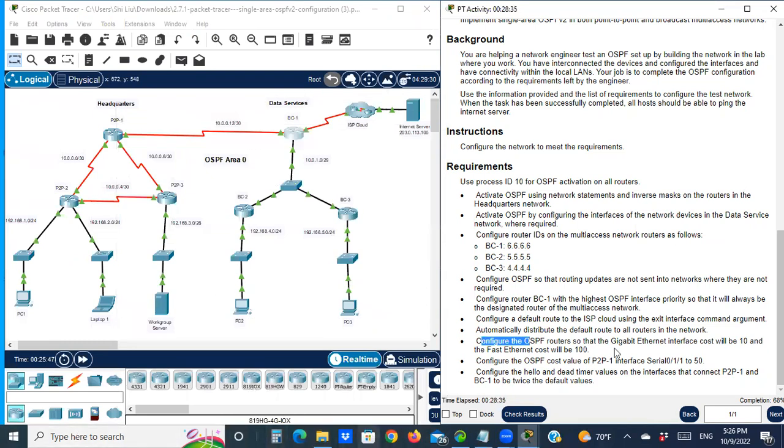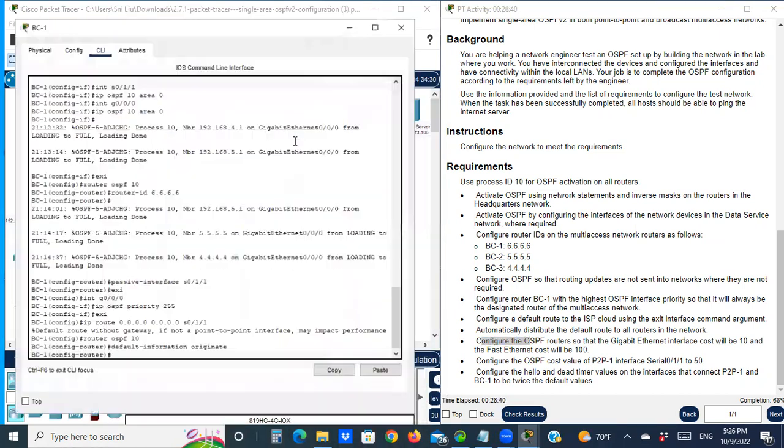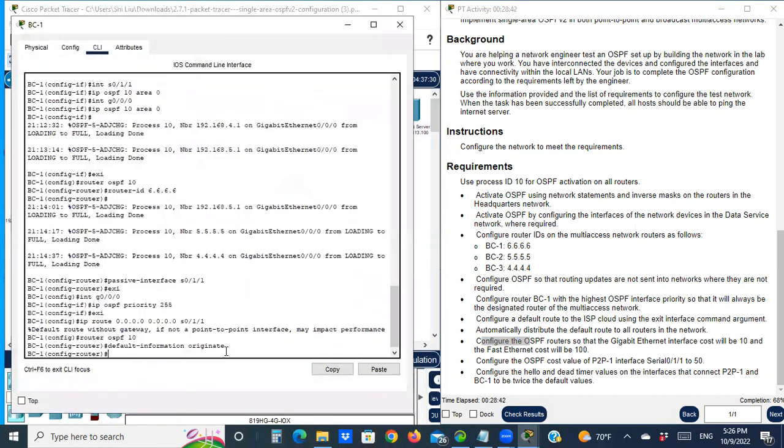We need to do this on all the routers. Let's start from BC1. We use the command auto-cost reference-bandwidth 1000. Here 1000 is 1000 megabits per second.